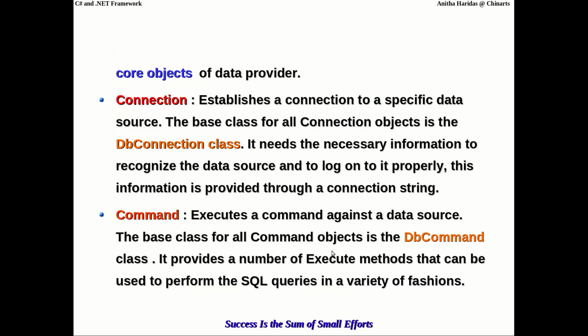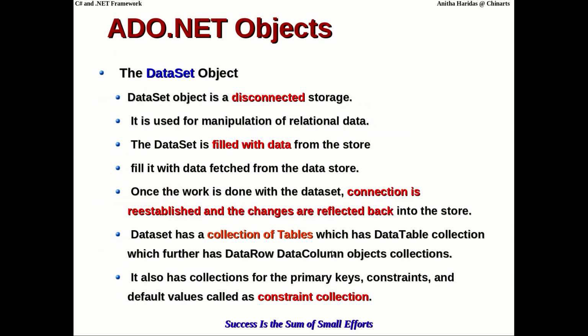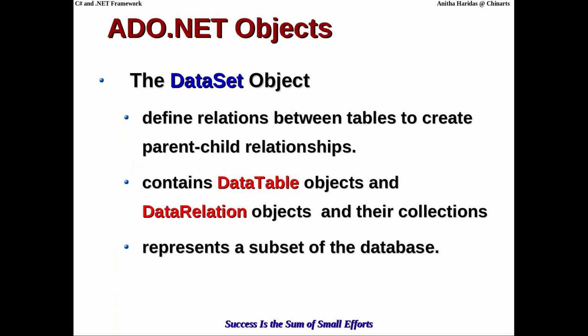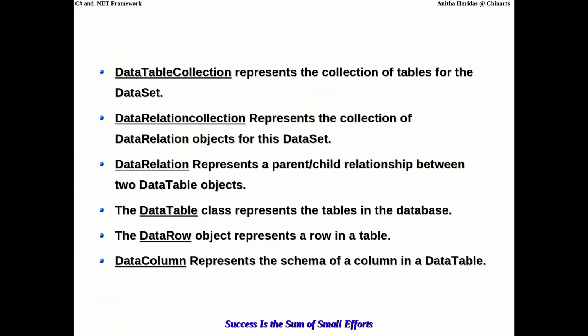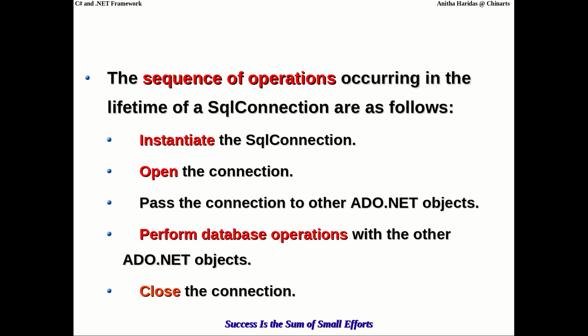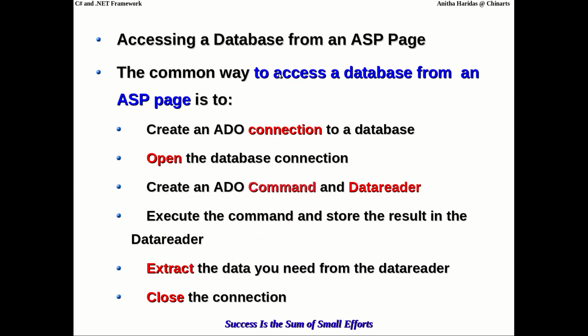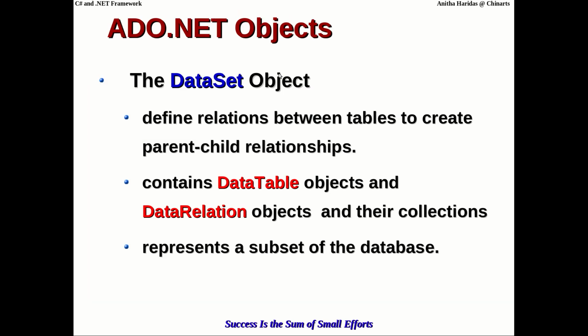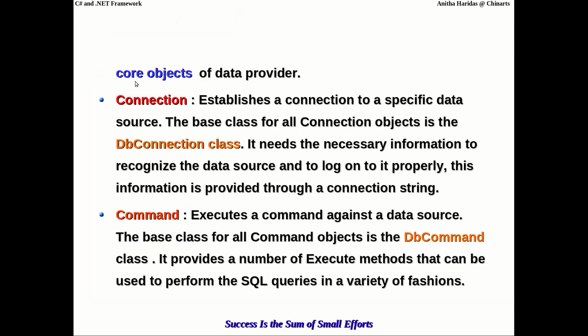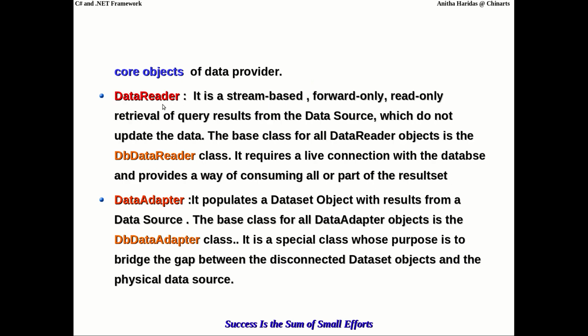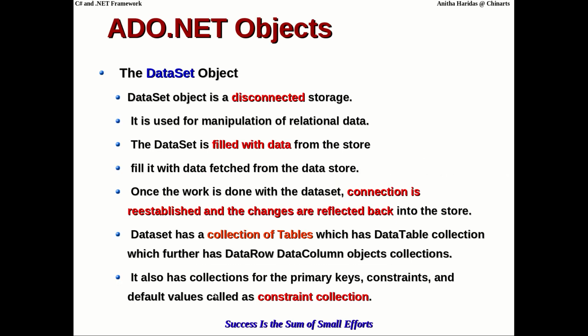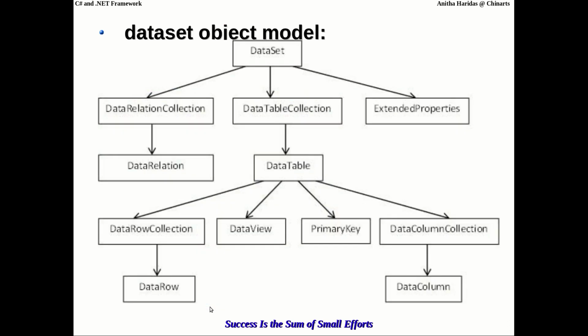Now, all these topics we have already covered in our previous video. In this video, we are going to talk about the different ADO.NET objects like the connection object. These are the objects we have already discussed in general. The core objects of the data provider: the connection object, command object, data reader, data adapter, etc.